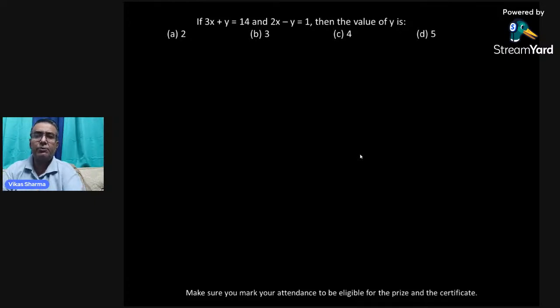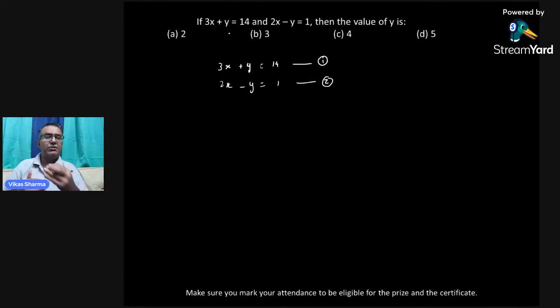So the way to do this question is to just take the two equations and write them properly. So 3x plus y is equal to 14. Let's call that equation number 1. And the second equation is 2x minus y is equal to 1. That is equation number 2. So what I am going to do is eliminate. Elimination usually works out to be simpler than the substitution method, the cross multiplication method and the graphical method.